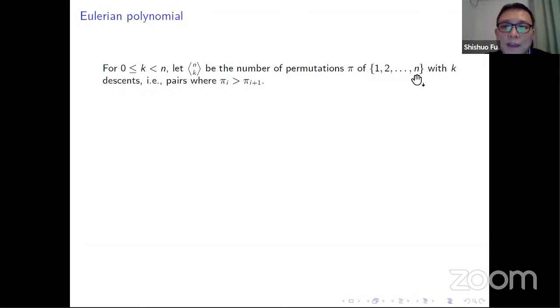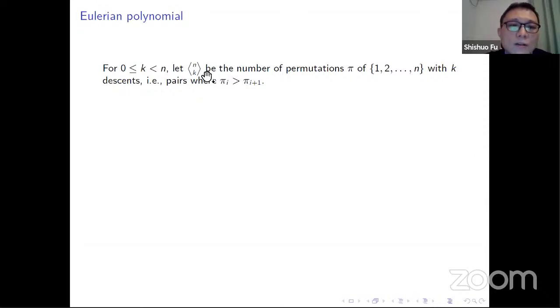You have a permutation of n letters, and you count how many descents you have. By descents, we mean if you write this permutation pi as pi 1, pi 2, pi 3 from left to right, whenever you notice two consecutive entries where pi i is larger than pi i plus 1, you call this pair a descent pair. And then you count how many pairs you have. Suppose this permutation gives you k descent pairs. Then we collect all such permutations of length n with k descents, and we denote this number n choose k, but with this angle parenthesis.